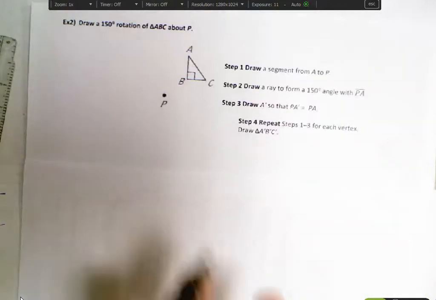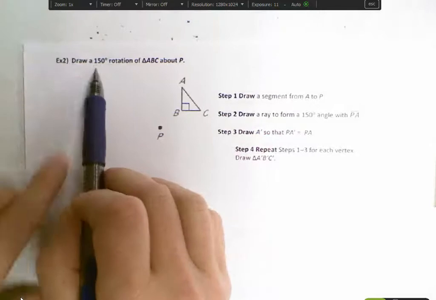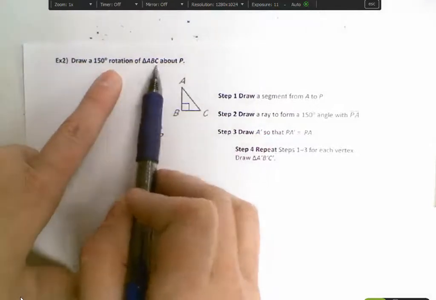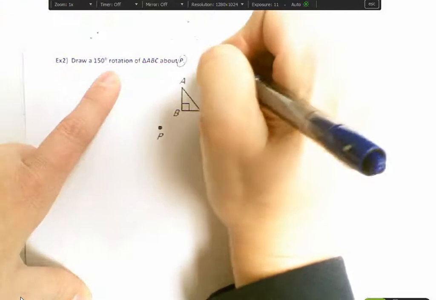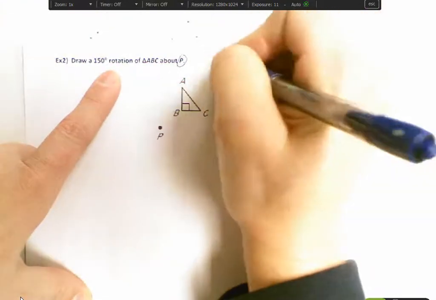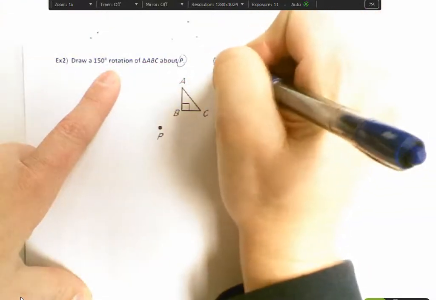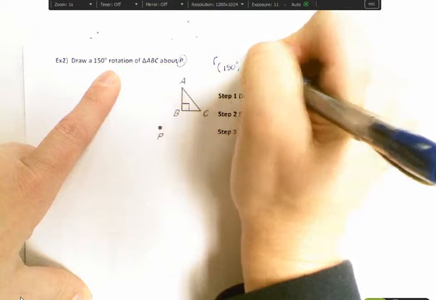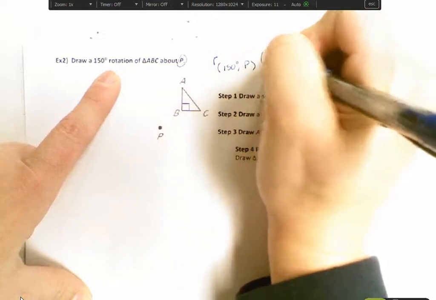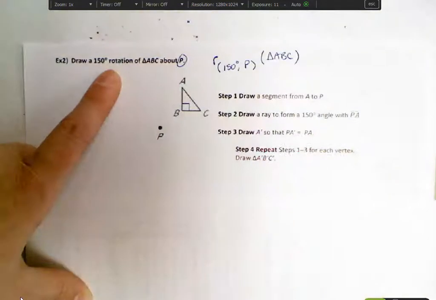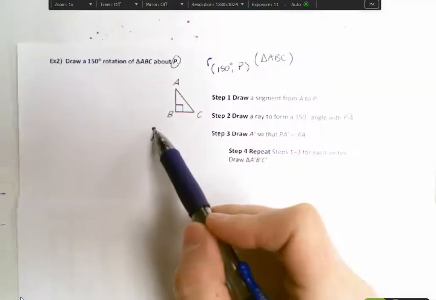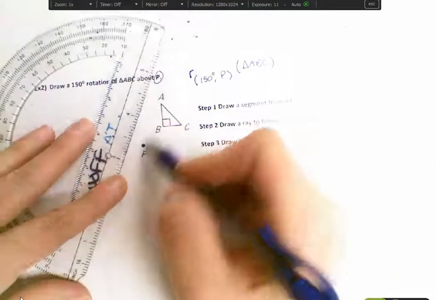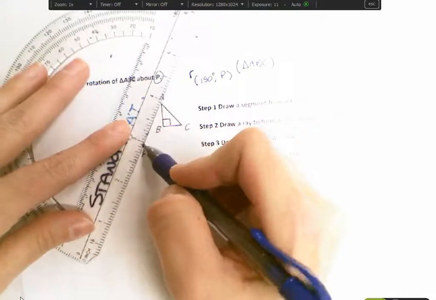In this case, it says to draw a 150-degree rotation of triangle ABC about P. So P is my center of rotation. If I were to write this in function notation, I would say R sub 150, P of triangle ABC. So you may also see it like that. So again, same steps apply. I find my center of rotation and draw a point, draw a dashed line to each vertex. I'll start with A.